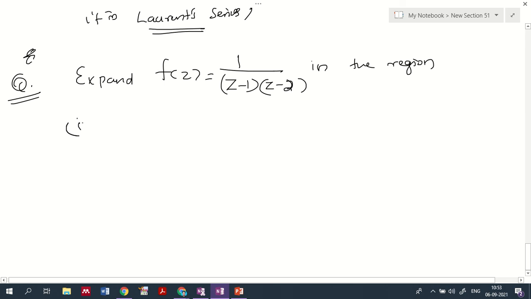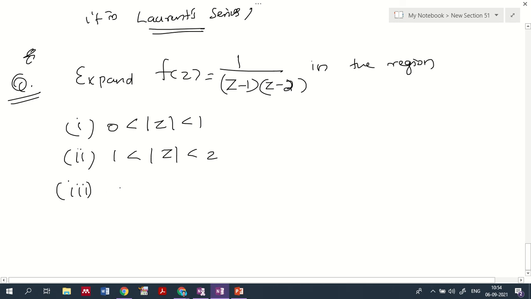first, 0 less than mod z less than 1. And the second case, 1 less than mod z less than 2. Sorry, this is not 0, this is 1. And the third case you have to evaluate is mod z greater than 2.